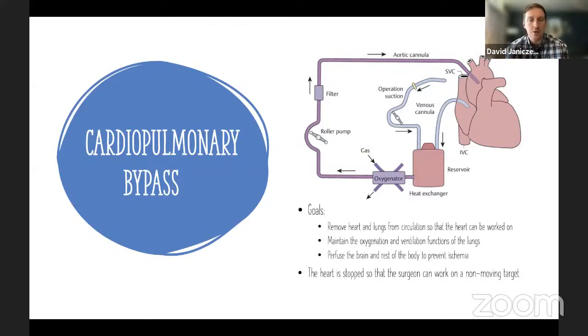The goal of cardiopulmonary bypass, like I mentioned, is basically to remove the heart and lungs from the circulation so that the heart can be worked on in a still environment. However, we obviously need to oxygenate and keep the waste products out of the blood. So we still need to filter out CO2. We still need to make sure the patient's oxygenating well. And so this is the way to do so. And then once the bypass circuit is in place, we can stop the heart with cardioplegia, which I'll talk about on the next slide. And that's really just to allow the surgeon to work on a non-moving target.